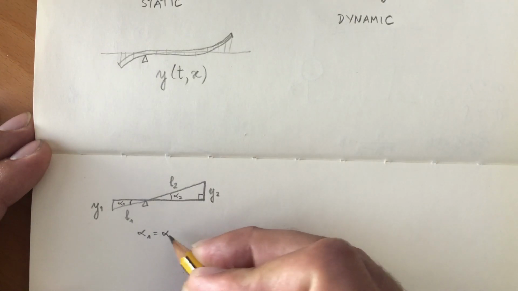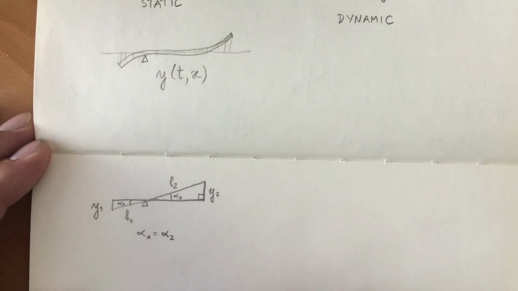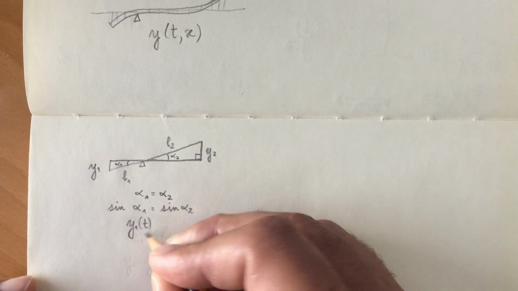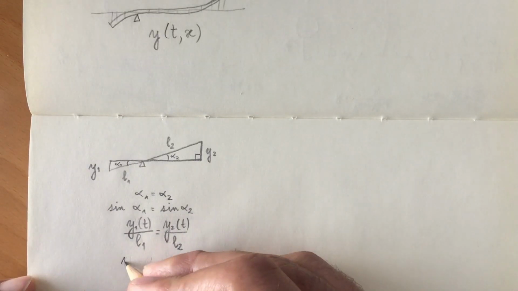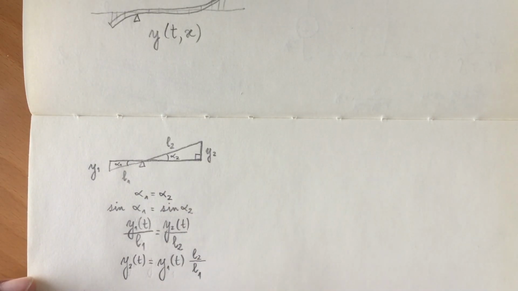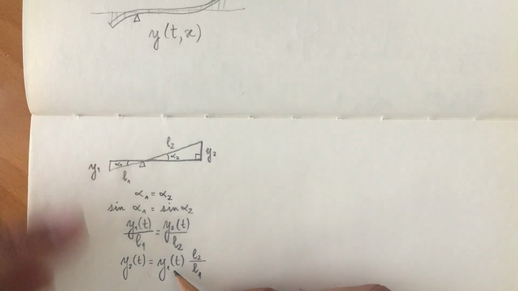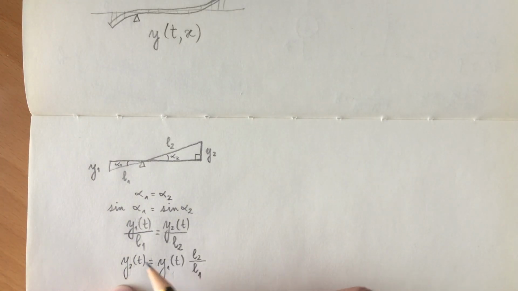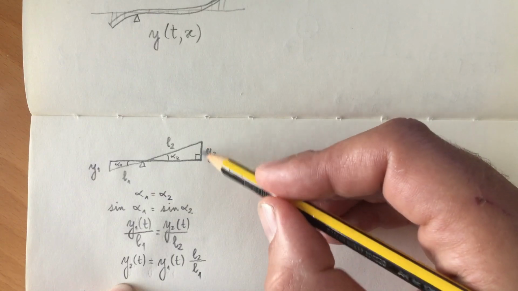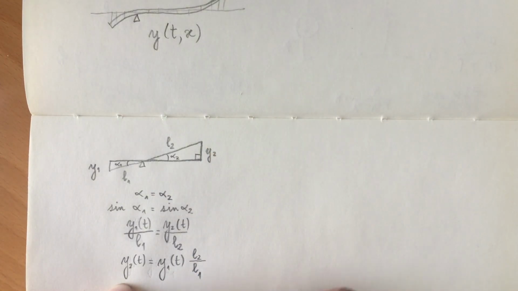Since these angles are the same, we can confirm that knowing the current value of the input y1 is enough to know the current value of the output y2, and that this equation is linear.